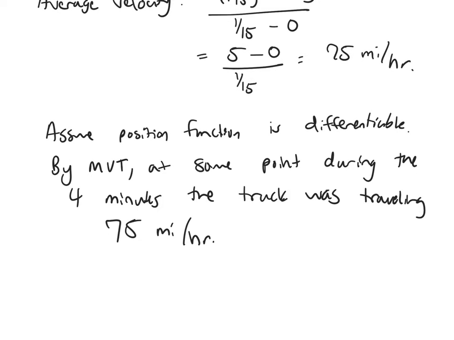So at some point, the truck was definitely speeding, because remember our speed limit was 55 miles per hour. At some point during that 4 minute time frame, that truck went 75 miles per hour, went 20 miles per hour over the speed limit. And so the cops can definitely pull this person over, at least mathematically, and say that they were speeding.